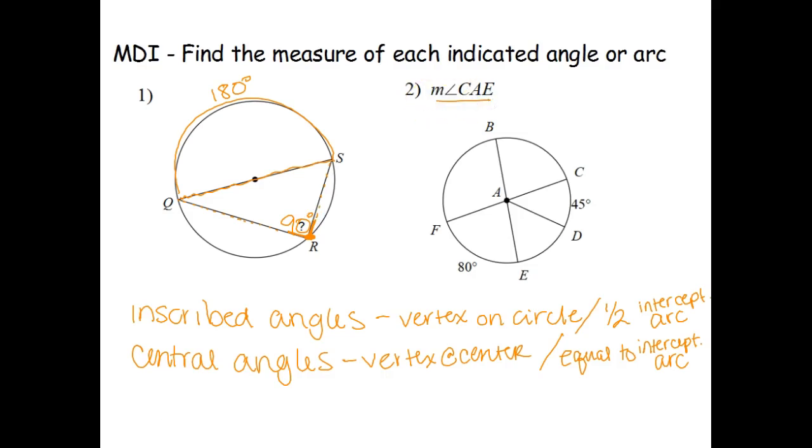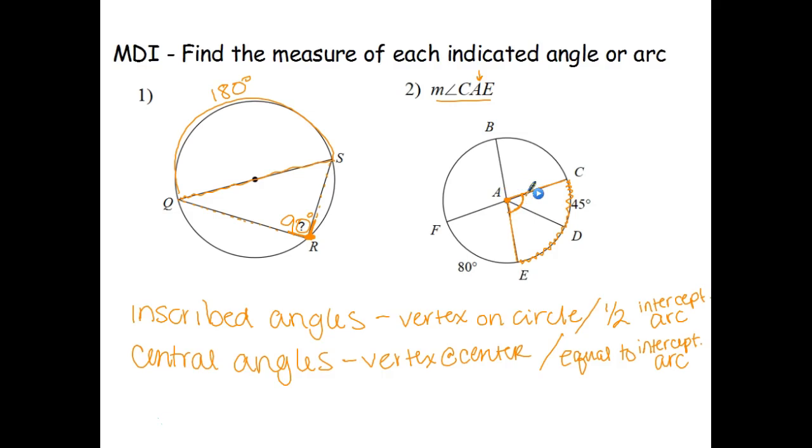For number 2, we're looking for the measure of angle CAE. So remember, an angle would have a vertex either on the circle or in the center of the circle. In this case, A, which is our vertex because it's the middle letter here, is at the center of the circle. So we need to know what this whole arc is right here, because central angles are equal to their intercepted arc.